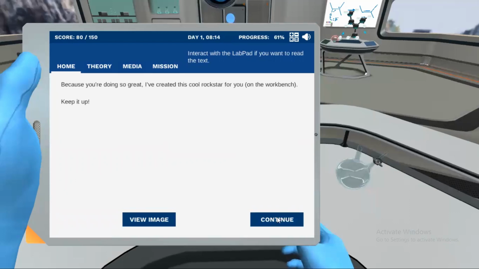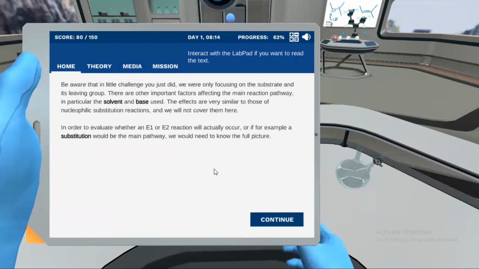Keep it up. Be aware that in the little challenge you just did, we were only focusing on the substrate and its leaving group. There are other important factors affecting the main reaction pathway, in particular the solvent and base used. The effects are very similar to those of nucleophilic substitution reactions, and we will not cover them here. In order to evaluate whether an E1 or E2 reaction will actually occur, or if, for example, a substitution would be the main pathway, we would need to know the full picture.